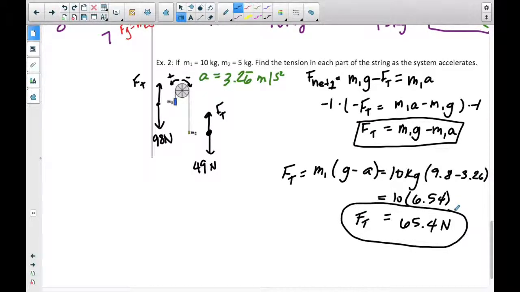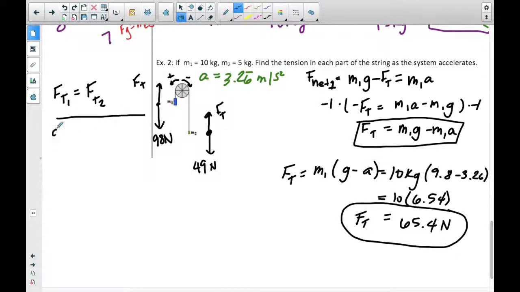Okay, remember I said I was going to write some stuff out in the margin. So remember that the force of tension is the same throughout. So force of tension on mass 1, we can call it Ft1, is equal to Ft2. It is the same tension throughout that string.